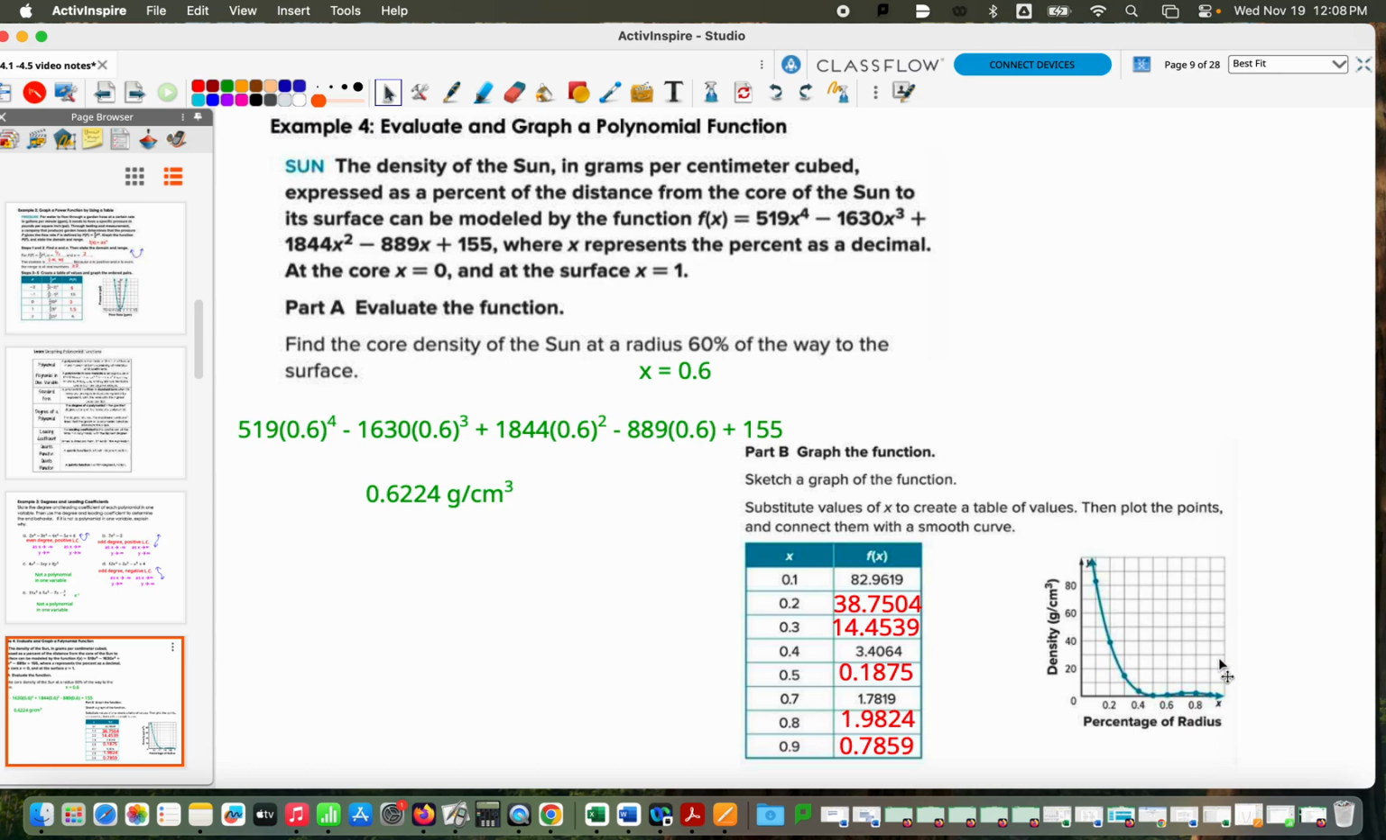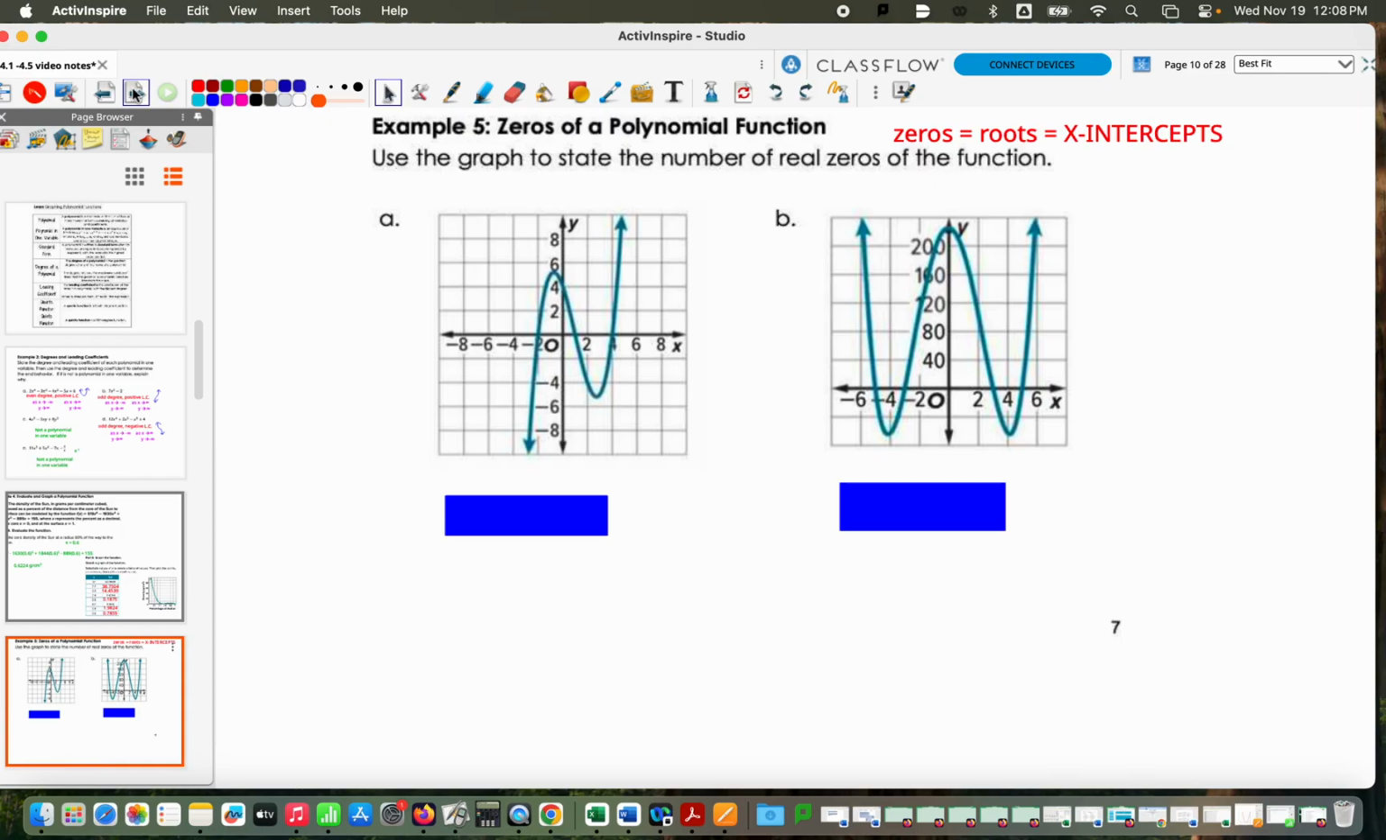I'll even show you in class how to change your windows so you can see what they see and how they see it, instead of maybe a more awkward graph that has numbers that we don't really need to see. All right, zeros, also known as roots, also known as your x-intercepts. So we're going to be exploring in this chapter and the one beyond how to find the zeros. In this case, we're just trying to state the number of real zeros. So the real zeros are just where do I hit the x-intercepts? So it looks like I have 3 real zeros in this one because I have 3 x-intercepts.